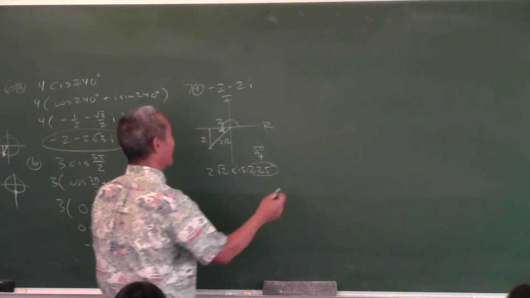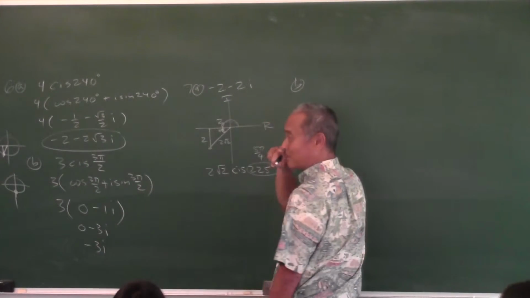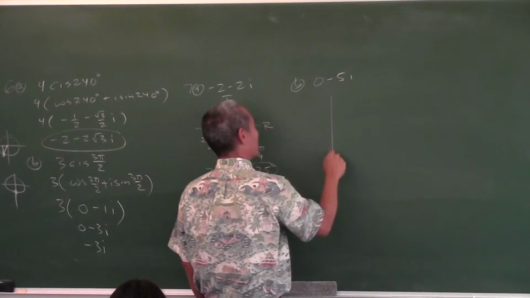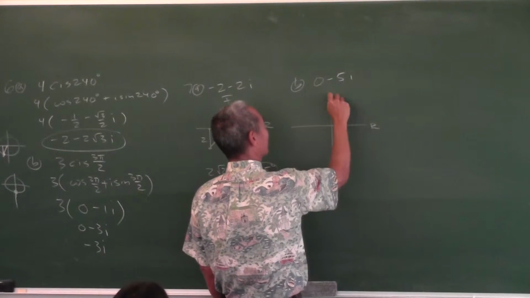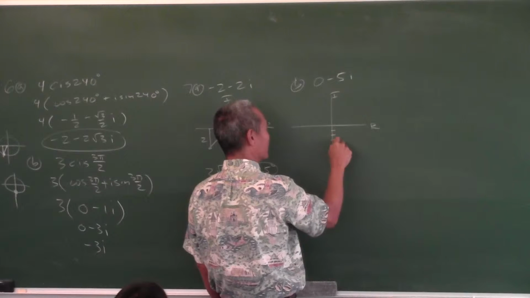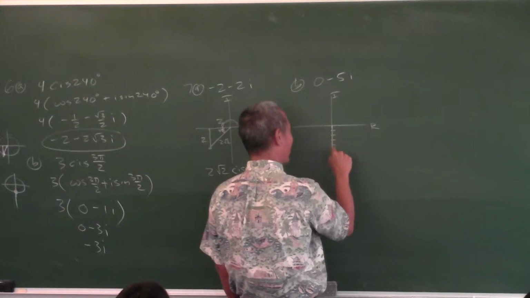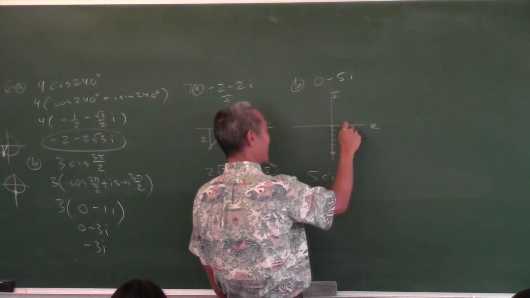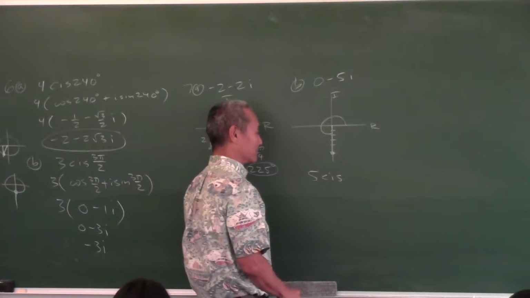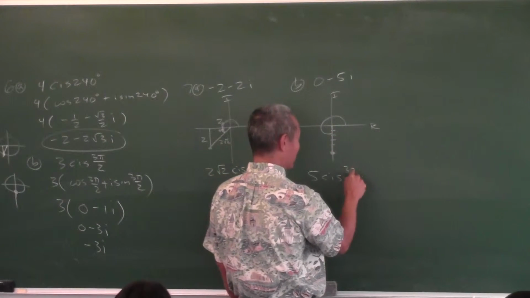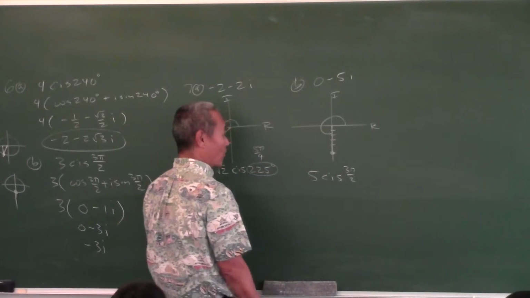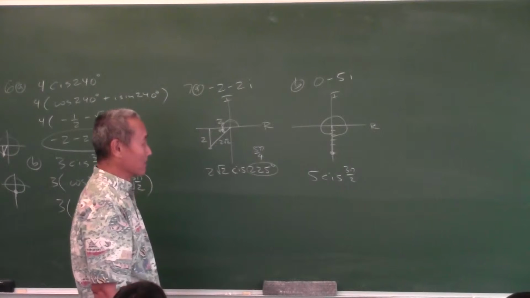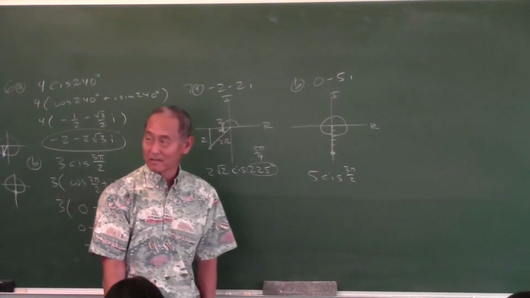Okay. And then B, what is B? 0 minus 5i. So plot the point 0, -5. 1, 2, 3, 4, 5. Right there. How far from the origin are you? 5. And then what is this angle going all the way around like that? 270, or 3 pi over 2. Or would you rather just go negative 90? I'll accept whatever, as long as it's correct.